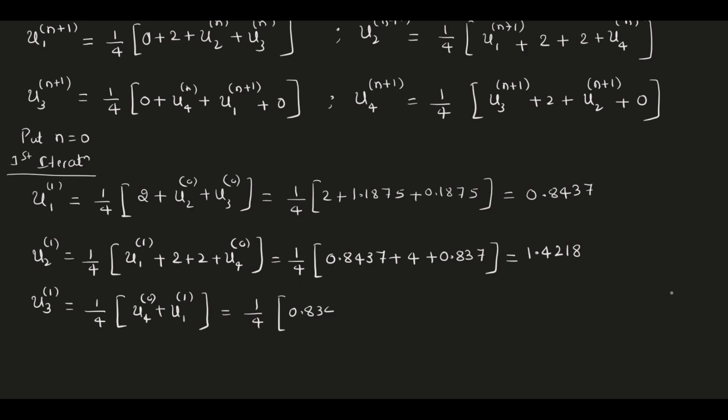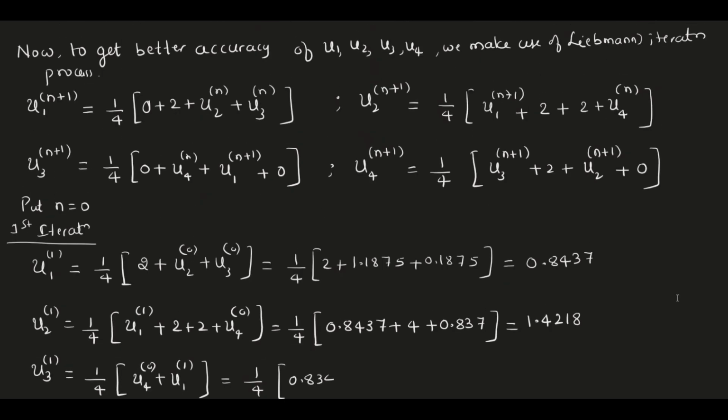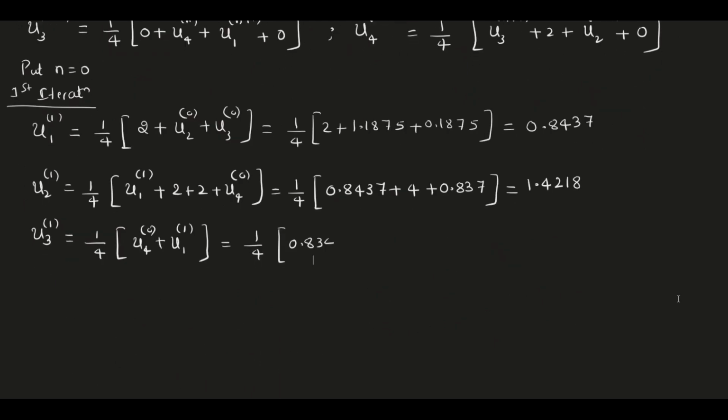0.8437, sorry, the 4 is missing here. 0.8437 plus u1 of 1, which we already did just now, 0.8437. Then when you simplify it, you'll get 0.4218. Next, u4 of 1. u4 of 1 is equal to 1 by 4.